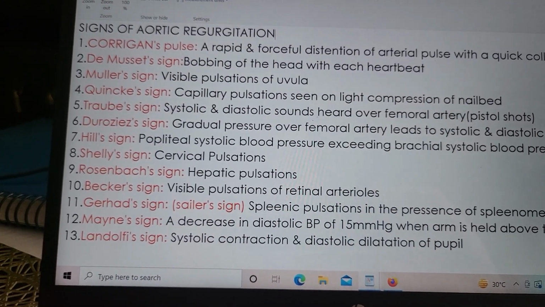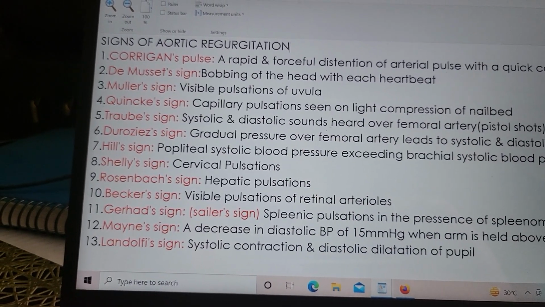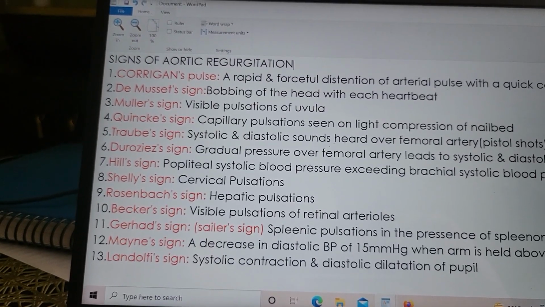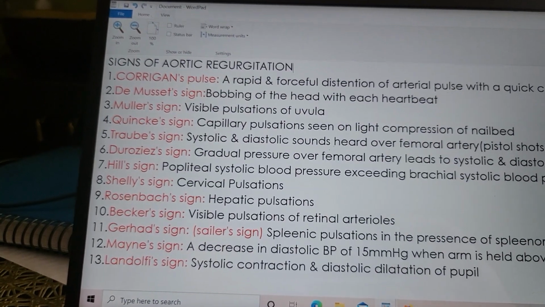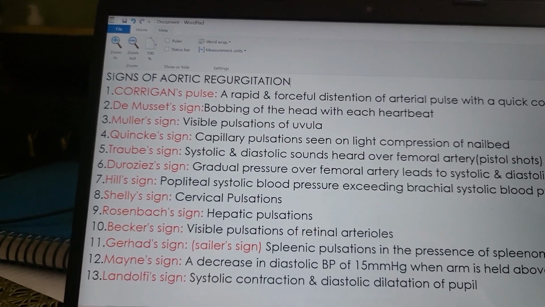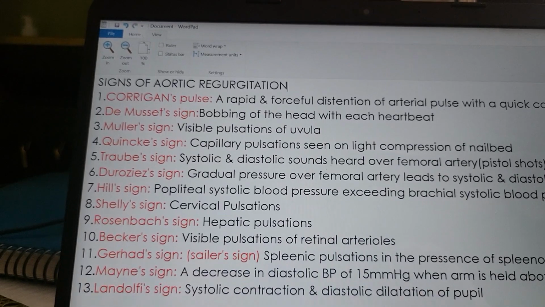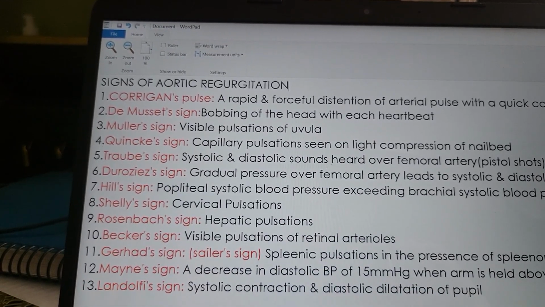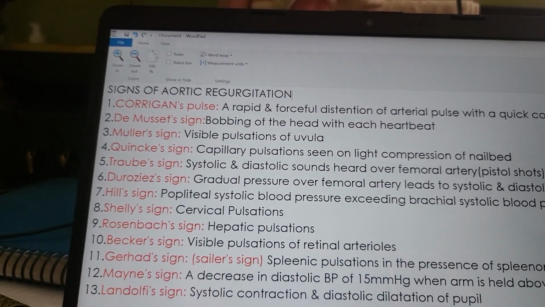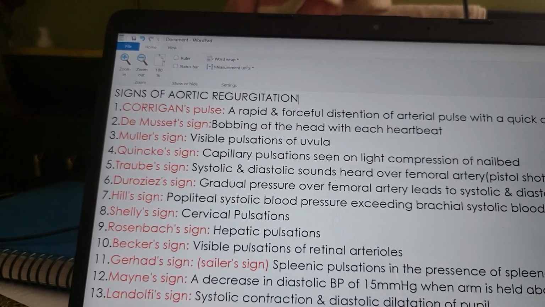Hill's sign is whenever the popliteal systolic blood pressure exceeds the brachial artery blood pressure by more than or equal to 60 millimeters of mercury, then we say that it is Hill's sign. Shelley's sign is cervical pulsations, and hepatic liver pulsations means Rosenbach's sign. And if it is splenic pulsations, that is called Gerhard's sign. So liver pulsations is Rosenbach's, splenic pulsations is Gerhard's, also called Sailor's sign, and cervical pulsations is Shelley's.